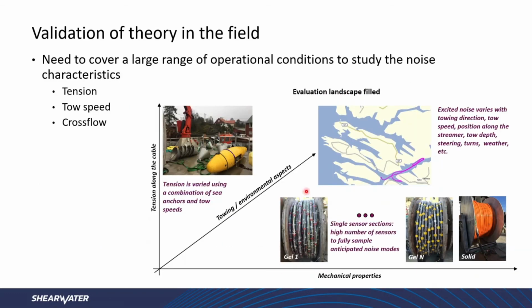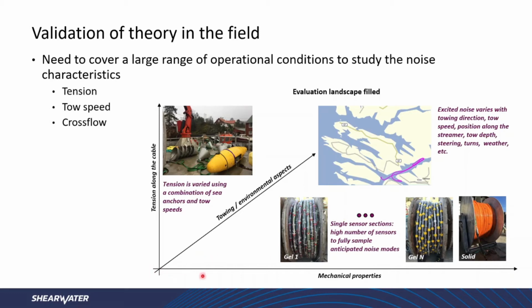And in order to validate the theoretical curves from the previous slide and answer the questions on the amplitude, bandwidth, dampening, and coherency lengths of the noise, we built fully sampled streamer sections with identical sensors and electronics, but we varied the mechanical properties of spacers, fillers, and skins. We towed them in a controlled environment in a fjord in Norway within the same streamer, and filled what we call an evaluation landscape, covering a large number of operational conditions to study the noise in detail.